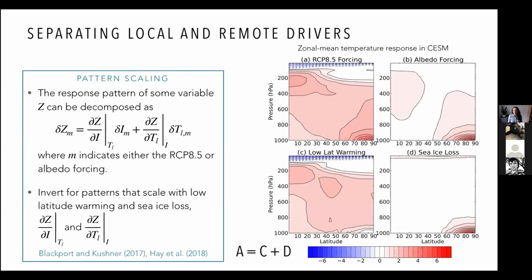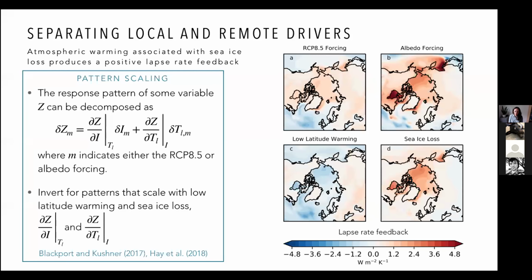And for each of these temperature response patterns, we can then calculate a lapse rate feedback. And so that's what I've done here. As you can see in the top panel of this figure, the Arctic lapse rate feedback is more positive under the sea ice albedo forcing than under the greenhouse gas forcing. Low latitude warming drives a modest negative feedback over the oceans and a modest positive feedback over the high latitude continents. But it's specifically the atmospheric warming associated with sea ice loss that produces this positive lapse rate feedback over the Arctic Ocean.